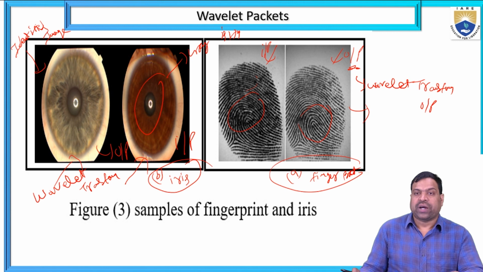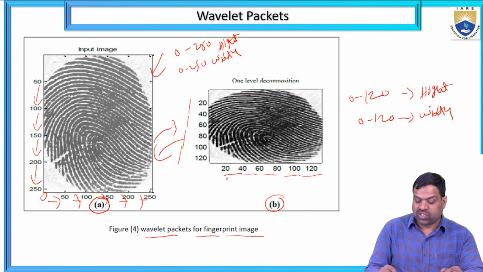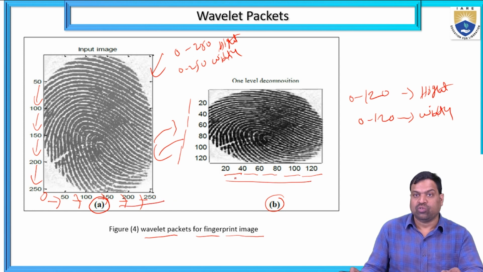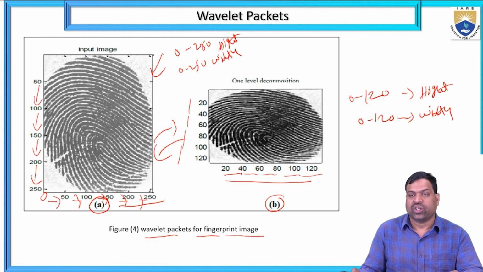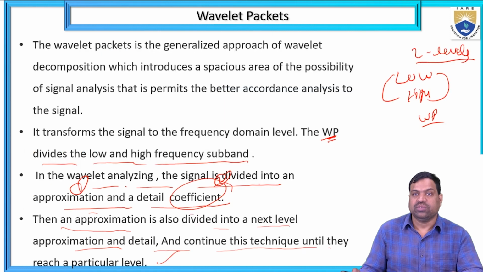It is a wavelet packet decomposition with fingerprint and iris. It is the wavelet packet decomposition of the fingerprint image with a one-level decomposition and a two-level decomposition, with the intensity levels changed from 0 to 120, here 0 to 250. So there are two ranges, 0 to 250 and 0 to 120. These levels are changed, and here also the levels are changed from 0 to 120 to 0 to 250, or 0 to 250 to 0 to 120. These are the levels of the wavelet packets of the iris image.